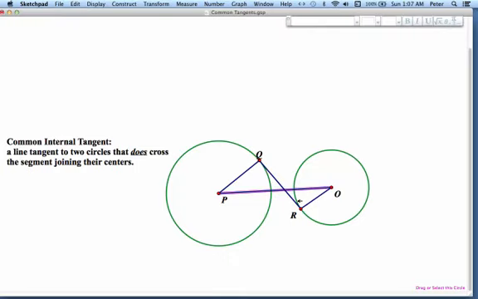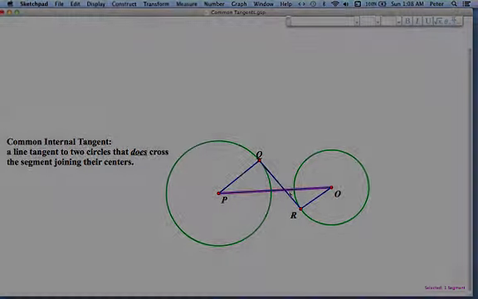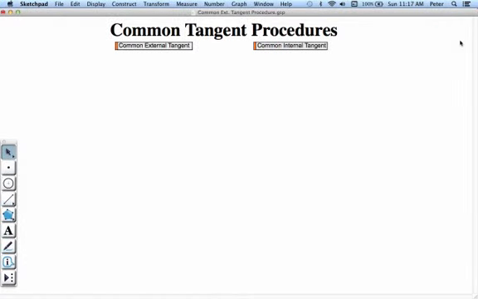Okay, let's look at something called the common tangent procedure for determining the length of the tangent if you know the radius or the distance between the centers of the circle. The common tangent procedure helps us to find the length of a tangent between two circles if we know the radii and the distance between the centers. Or sometimes we can find the radii if we know the length of the tangent and the distance between the centers, or we can find the distance between the centers if we know the other two.